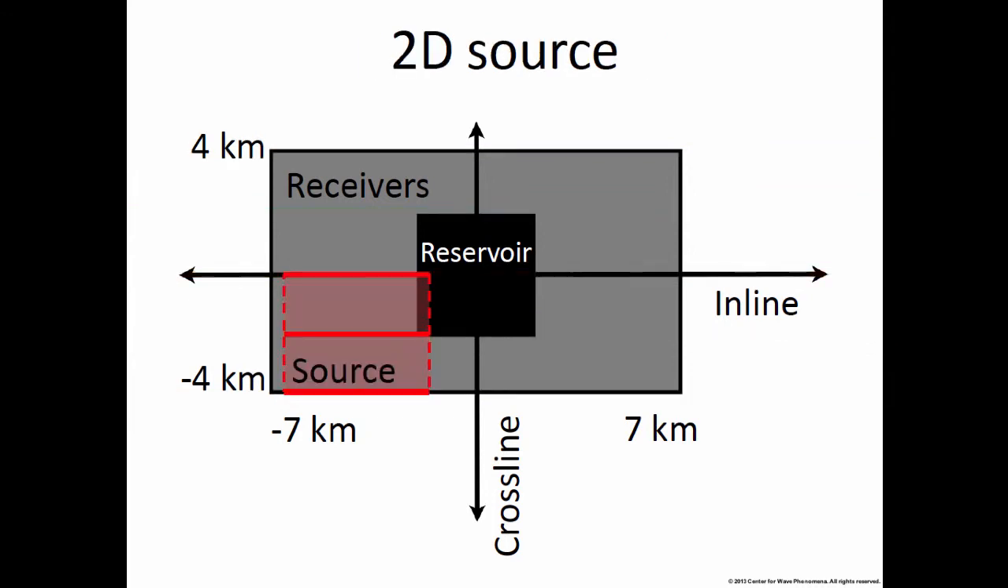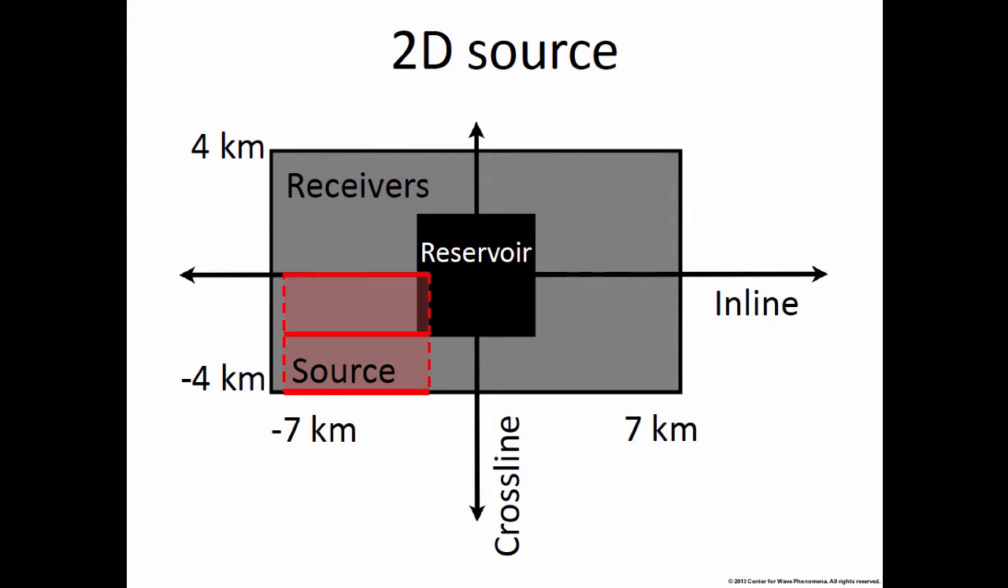And I'm going to show you examples of applying synthetic aperture to this 2D source shown in red. It's purposely offset from the reservoir so that I can show you the benefits of inline and crossline steering. And this 2D source is composed of 51 individual sources distributed over 3 tow lines.